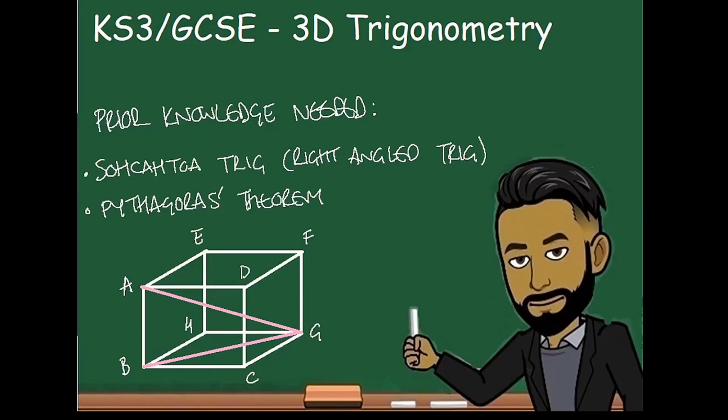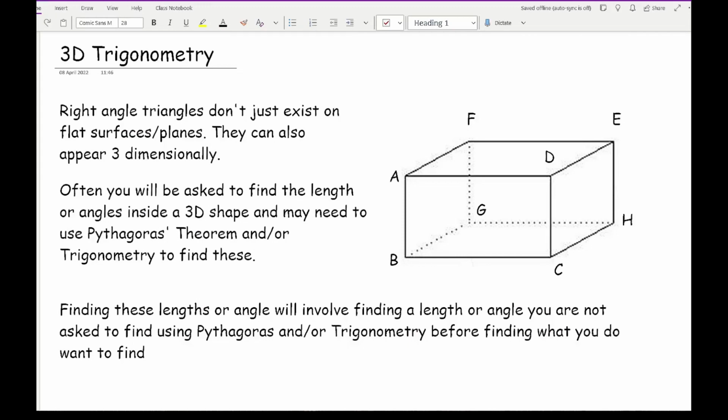So welcome everybody to this latest video on 162 Maths, and in this video we'll be continuing with the theme of trigonometry and Pythagoras by looking at some 3D trigonometry problems. Now, right angle triangles don't just exist on flat surfaces or planes, they also appear three-dimensionally. Often you'll be asked to find the length or angles inside a 3D shape and may need to use Pythagoras' theorem and/or trigonometry to find these.